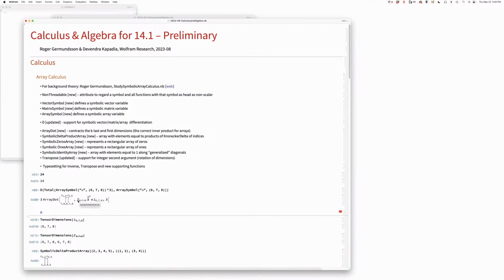Yeah, it's nice. Symbolic identity array is nice. Symbolic ones array is perfectly nice too. This symbolic delta product array is really funky, but that's okay. Okay. By the way, if I say array dot here, that needs 2 things. I know. Okay.